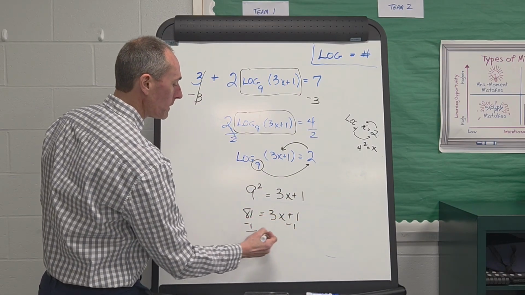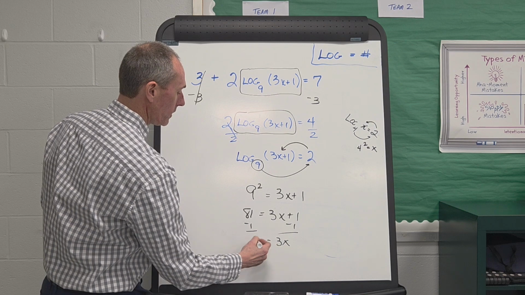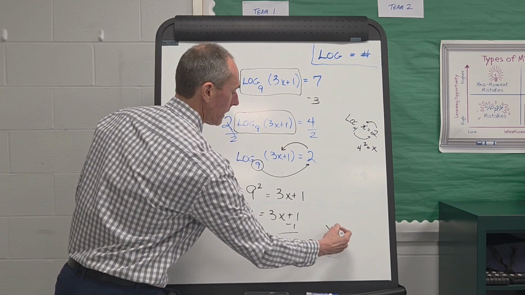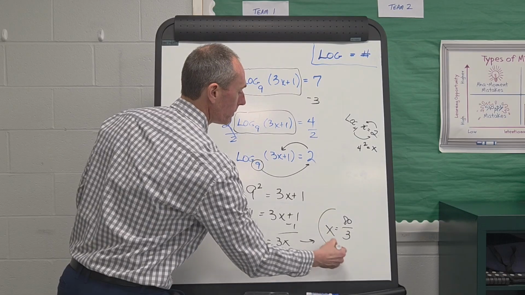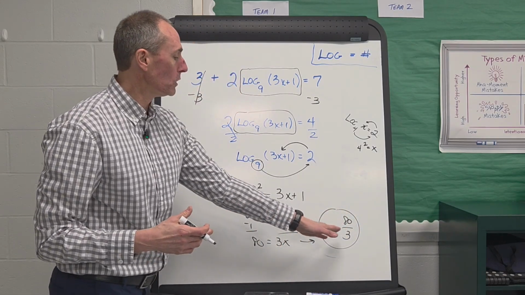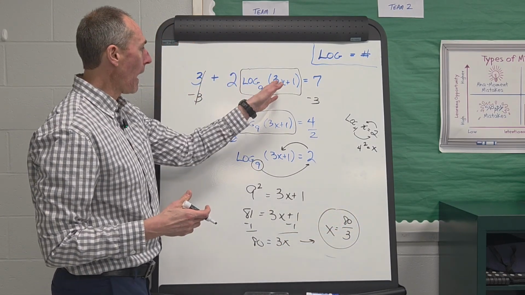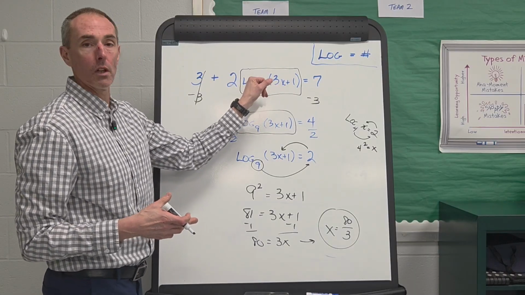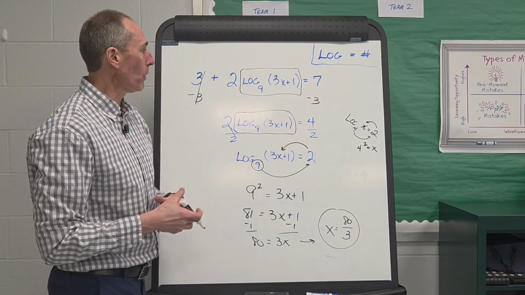So don't be alarmed if the answer doesn't turn out to be exactly what you like, but the final answer here would be x equals 80 over 3. Always be mindful of the fact that when you substitute this answer right back into the original, it definitely has to work. We're mindful of the domain. We can't do the log of a negative number, and that won't happen here.